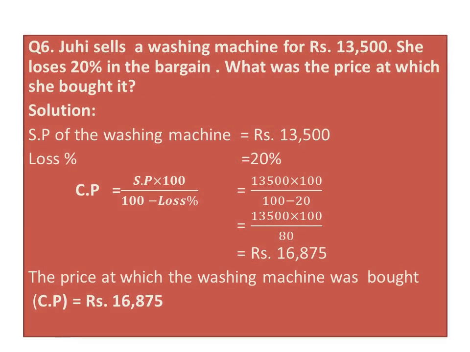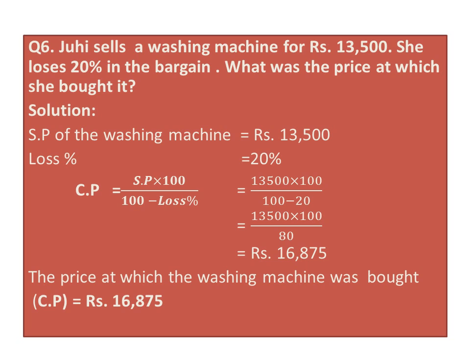Question number 6. Juhi sells a washing machine for rupees 13,500. She loses 20% in the bargain. What was the price at which she bought it? Listen children, here selling price SP and loss percentage are given. We have to find out the CP of the washing machine. First of all, we have to write what is given in the question. First statement, SP of the washing machine equal to rupees 13,500. Loss percentage equal to 20%.